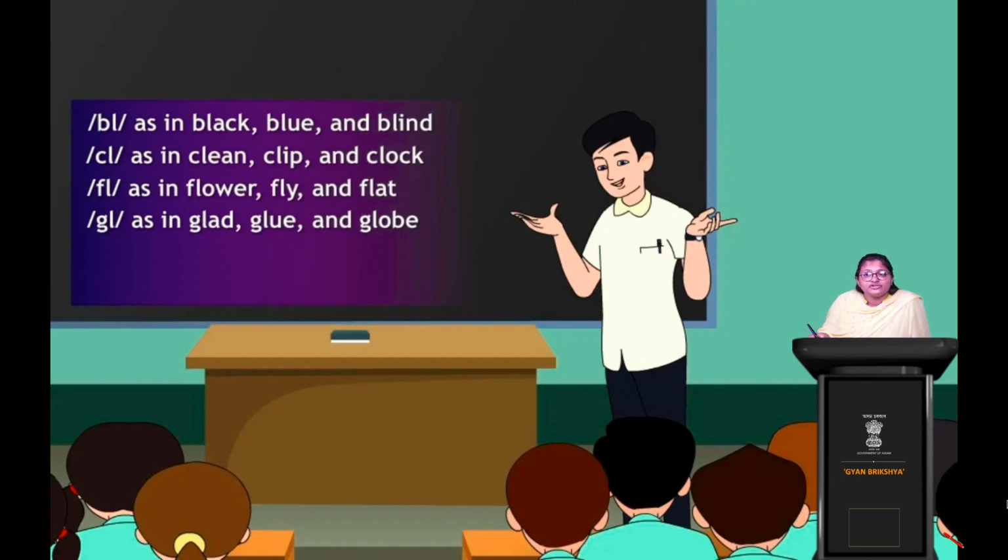So again try to read the words: black, blue, blind. Clean, clip, clock. Flower, fly, flat. Glad, glue, globe. So did you understand how they are pronounced? Okay, so TR: trap, trim, tracks, trigger, another word. So the pronunciation is tree, tra: trap, trim, tracks. Okay, trigger. So there is a r sound in there.